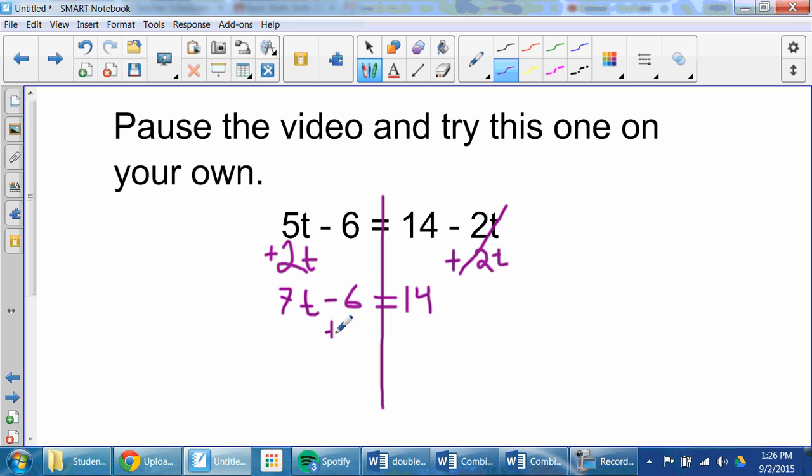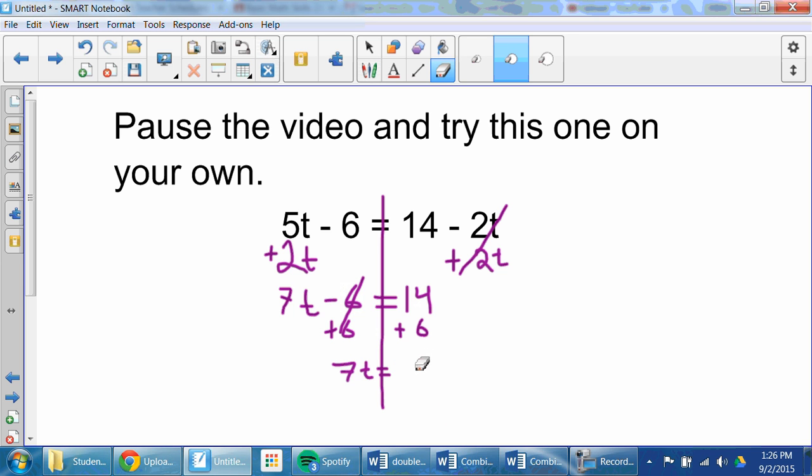From there, I add 6 to both sides to isolate my variable. Doing the inverse operation here, I get 7t equals 20. That's a bad 20. I gotta erase that and do that again. 20.